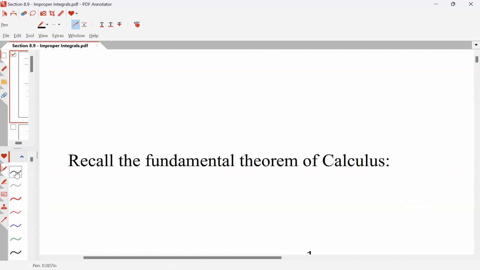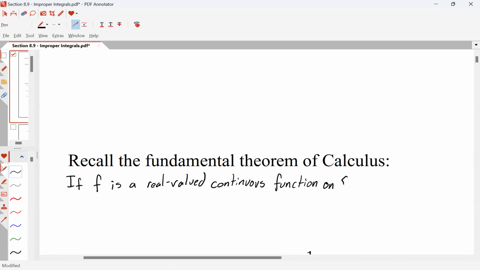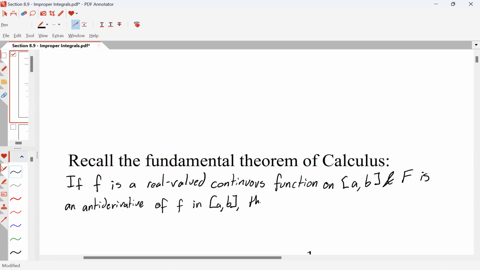The fundamental theorem of calculus says if f is a real valued continuous function on a closed interval a to b, and capital F is an antiderivative of f in that closed interval a to b, then the integral from a to b of f of t dt is equal to the antiderivative with a and b plugged in: F of b minus F of a, upper bound minus lower bound. And we've been using this repeatedly.